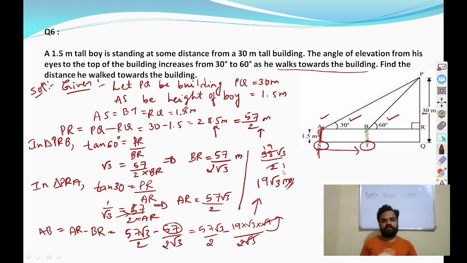So what we need to conclude here is, this is the solution, all of you please do observe here. 19 root 3 meter. From A to B, how much is the boy moving? The boy is moving at a distance of 19 root 3 meter. Clear?